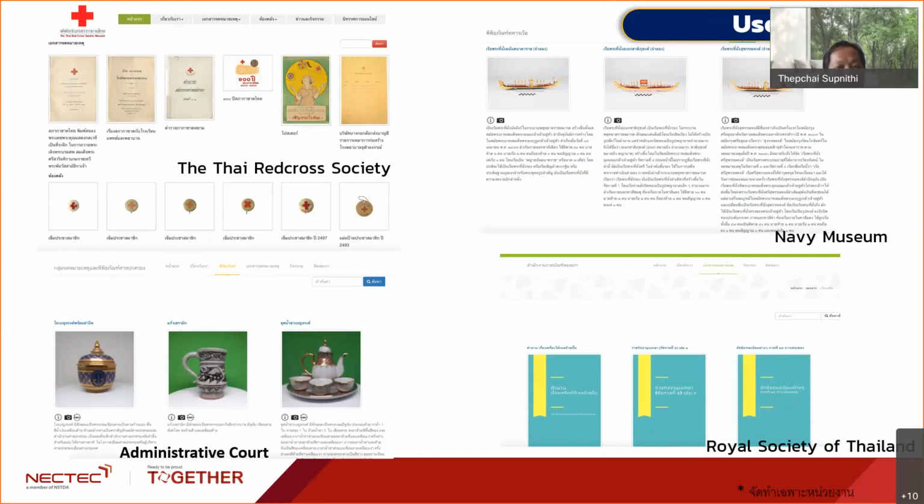For example, in terms of organizations, the Thai Red Cross Society tries to collect historical information, and the Administrative Court also collects a lot of information. And the Navy Museum and the Royal Society also try to collect a lot of archives there.